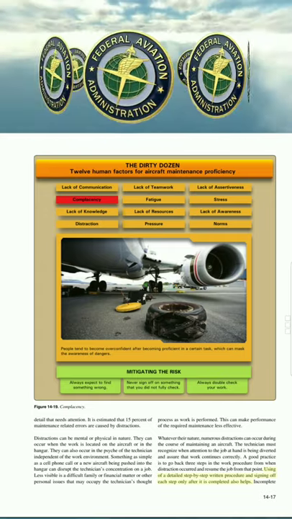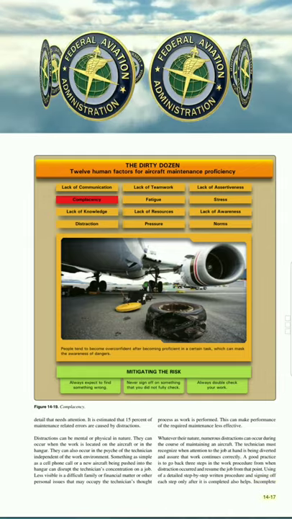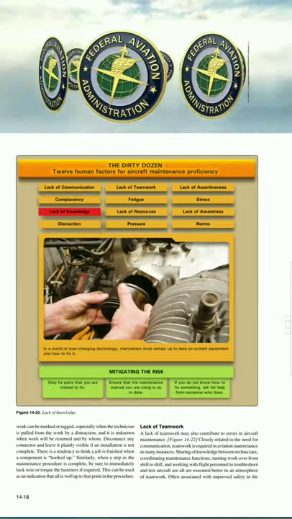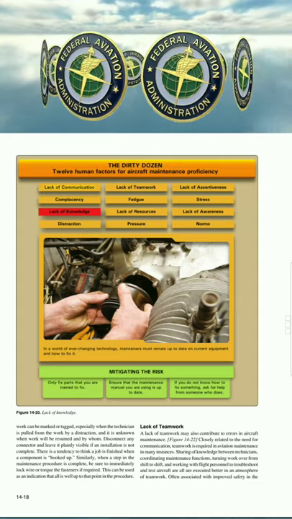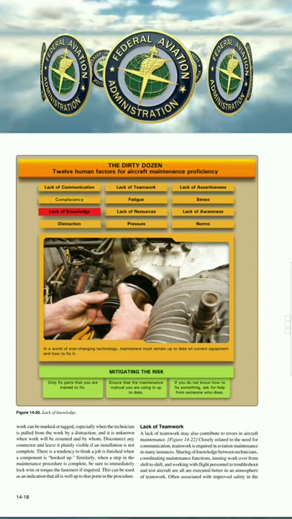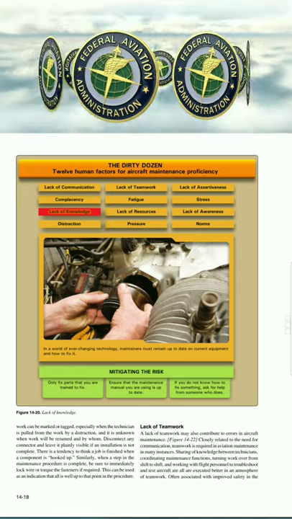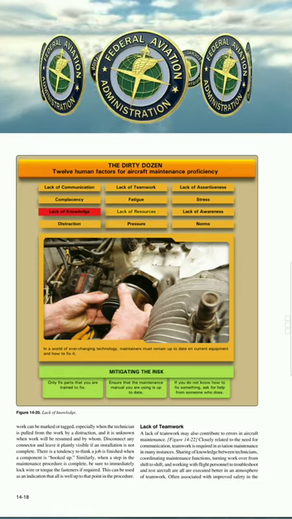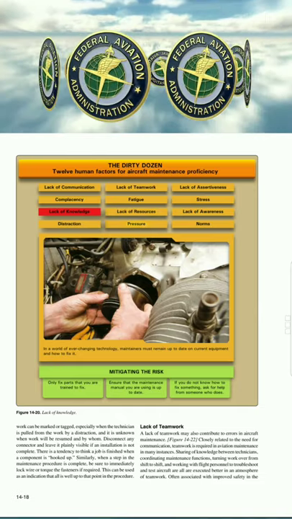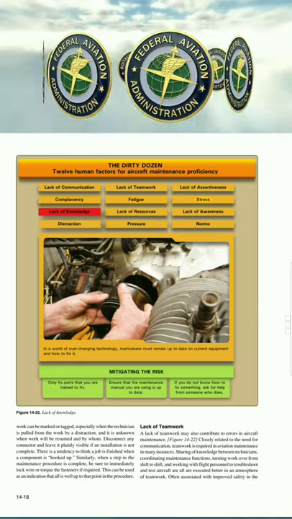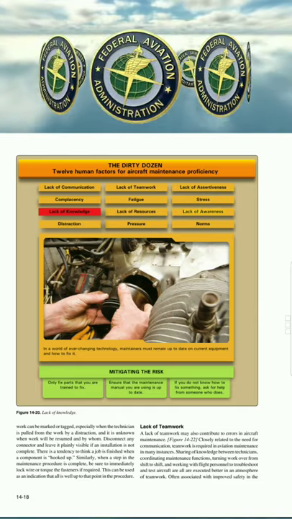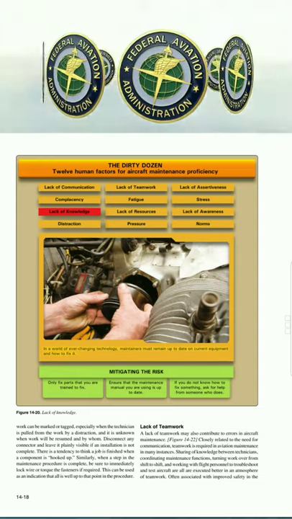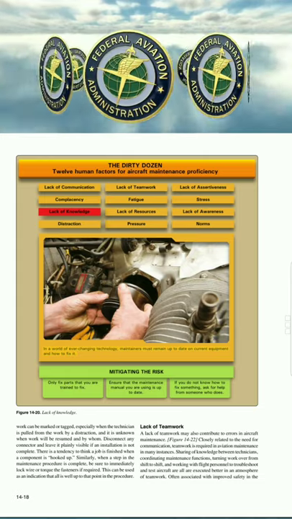Incomplete. Figure 14-17. The Dirty Dozen: 12 human factors for aircraft maintenance proficiency. Lack of communication. Complacency. Lack of knowledge. Distraction. Lack of teamwork. Fatigue. Lack of resources. Pressure. Lack of assertiveness. Stress. Lack of awareness. Norms. In a world of ever-changing technology, maintainers must remain up to date on current equipment and how to fix it.